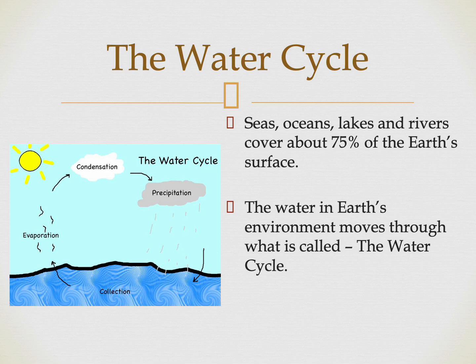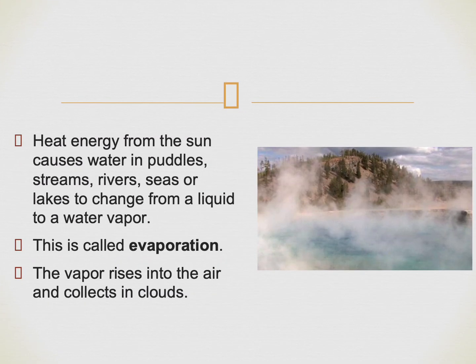Next, we have the water cycle. Seas, oceans, lakes, and rivers cover around 75% of the Earth's surface. The water in Earth's environment then moves through what is known as the water cycle. When this happens, heat energy from the sun causes waters, puddles, streams, rivers, seas, and everything like that to have some water vapor. This is known as evaporation.